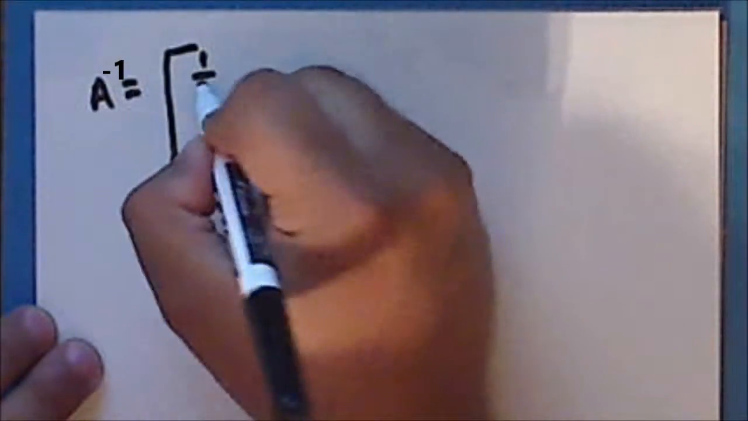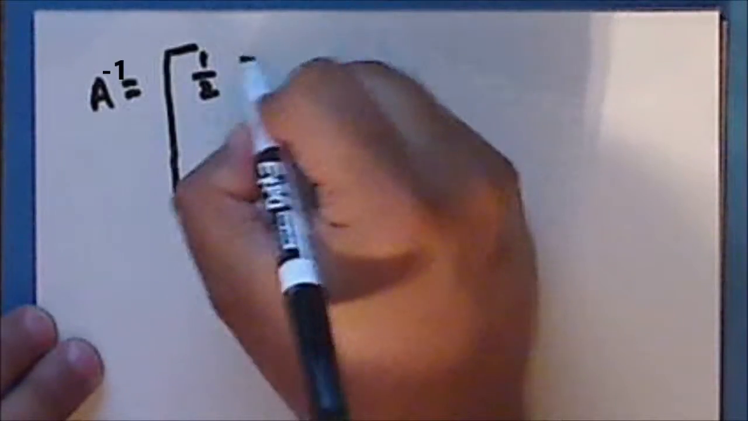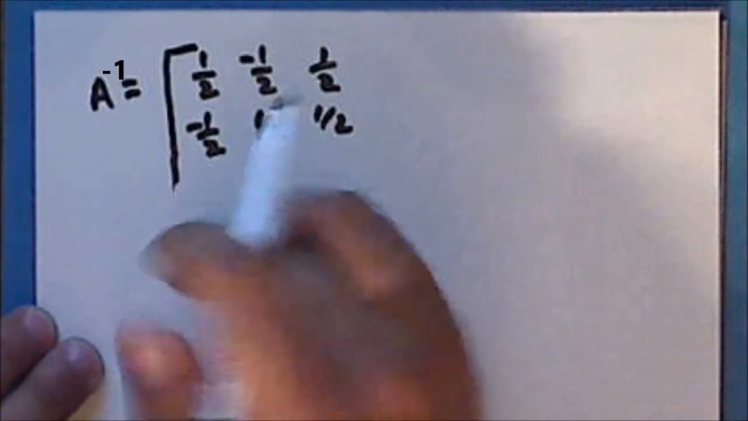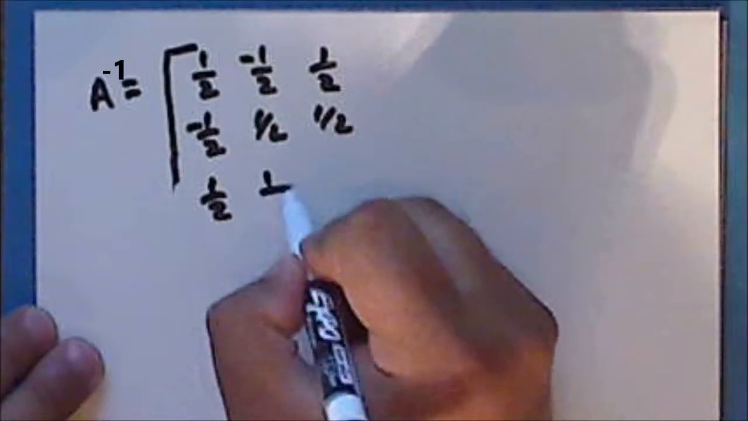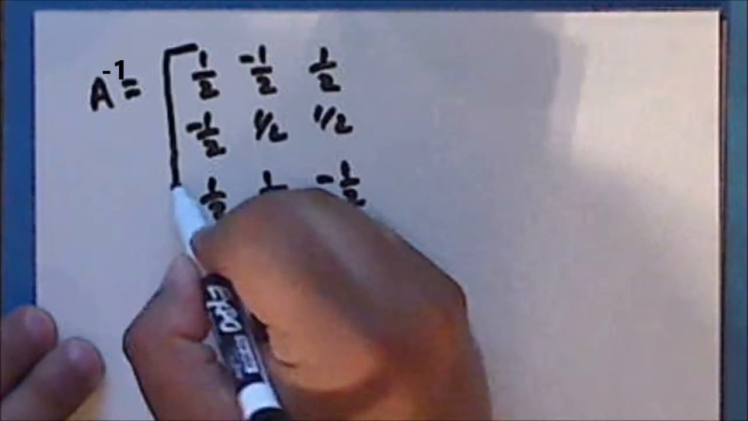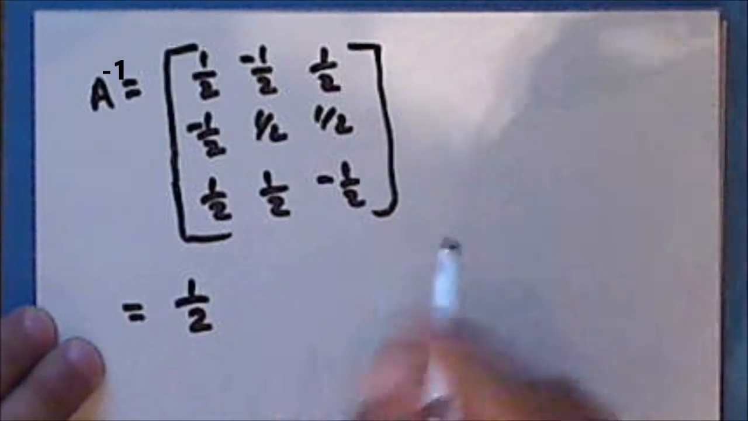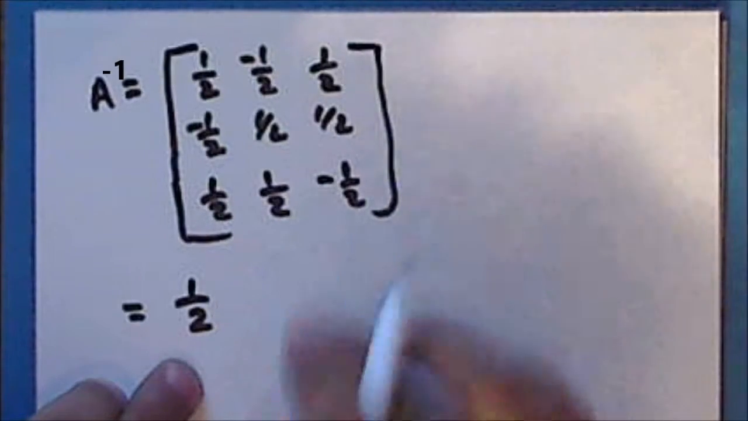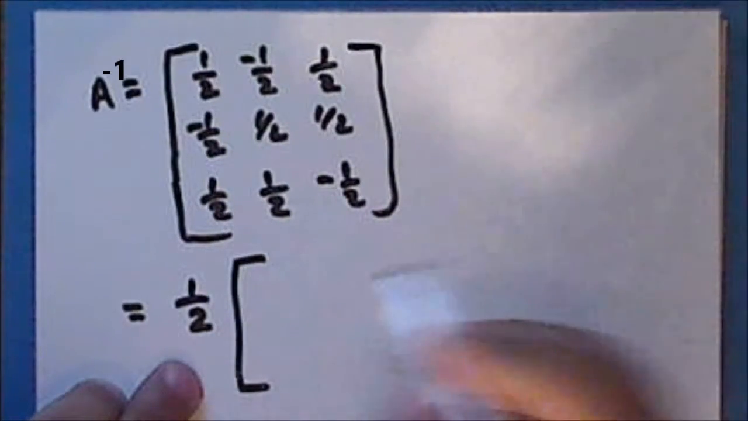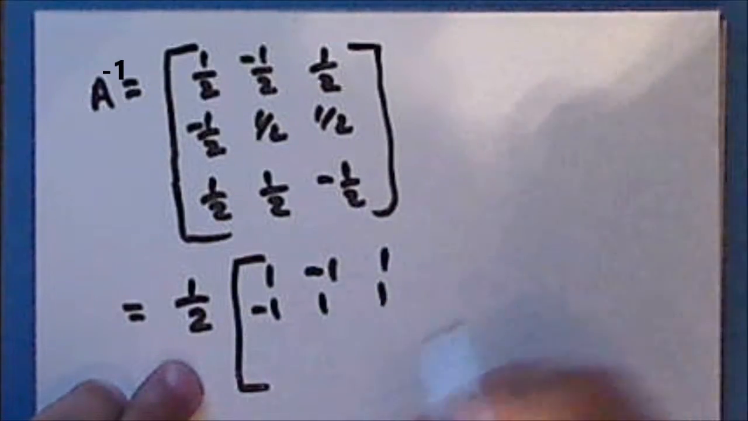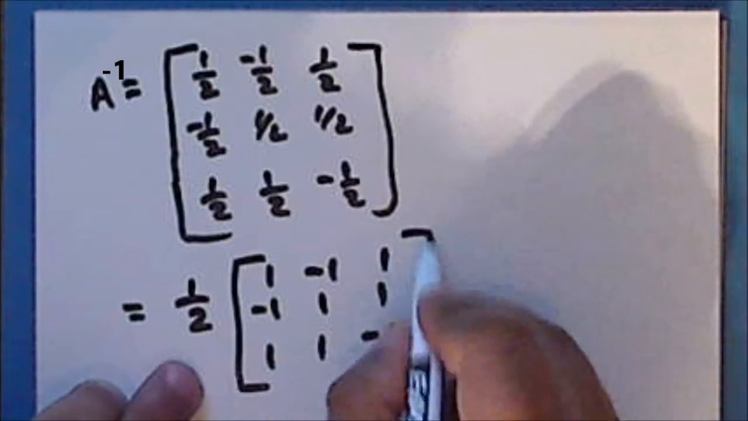So A inverse is the 3 by 3 matrix with rows 1/2, negative 1/2, 1/2; negative 1/2, 1/2, 1/2; 1/2, 1/2, negative 1/2. And so this is the scalar multiple 1/2 times the 3 by 3 matrix with rows 1, negative 1, 1; negative 1, 1, 1; and 1, 1, negative 1.